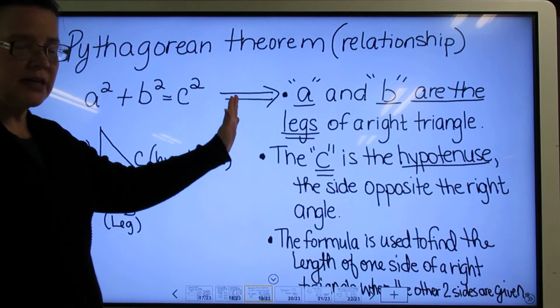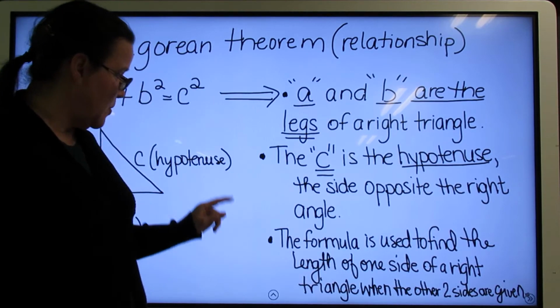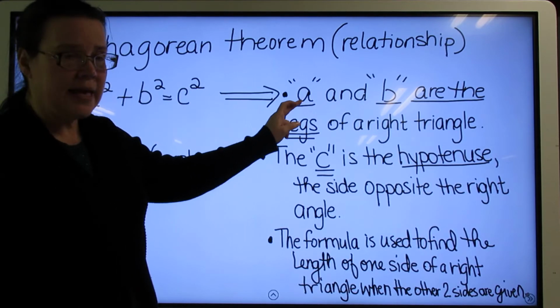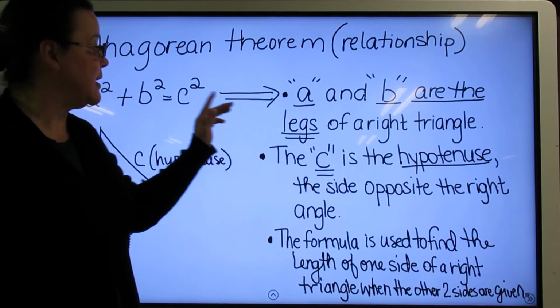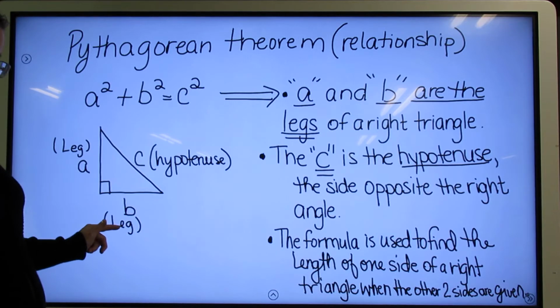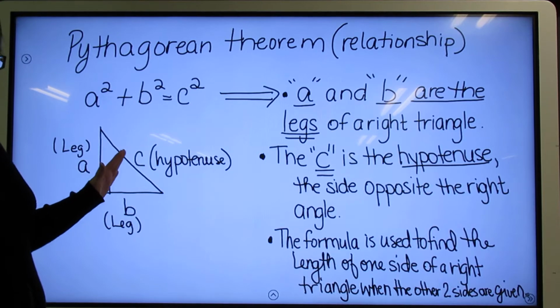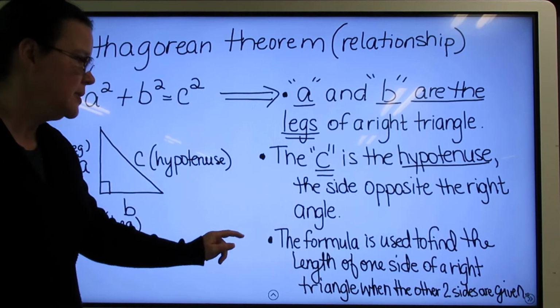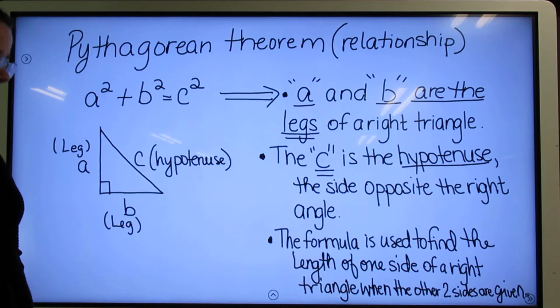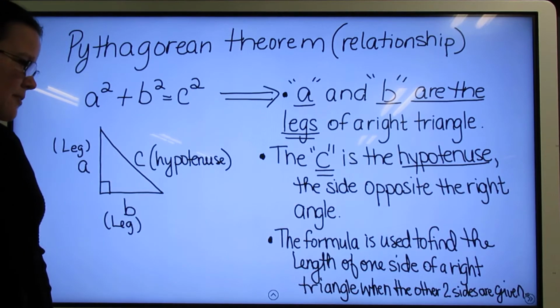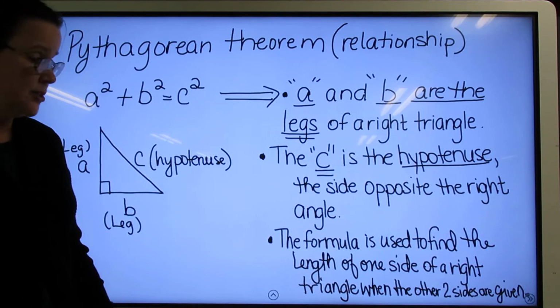And this is going to give you an explanation of what each of those means. A and B are the legs of a right triangle. And C is the hypotenuse. That is the side opposite the right angle. And the formula is used to find the length of one of the sides of a right triangle when the other two sides are given.